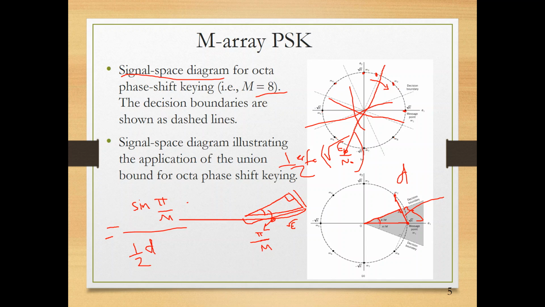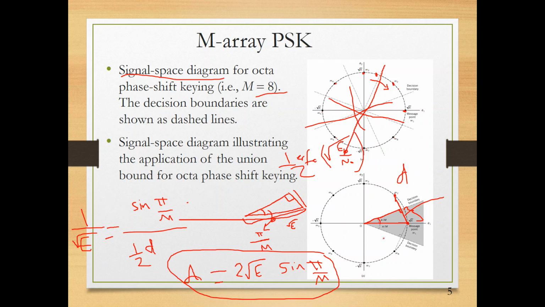Which is equal to sine 90. Sine 90, how much? 1 over square root of E. Then what's d? d is equal to 2 square root of E sine pi over M. This we call the distance between 2 points in the constellation diagram. We care about it because it affects the bit error rate performance, the probability of error performance. Clear?